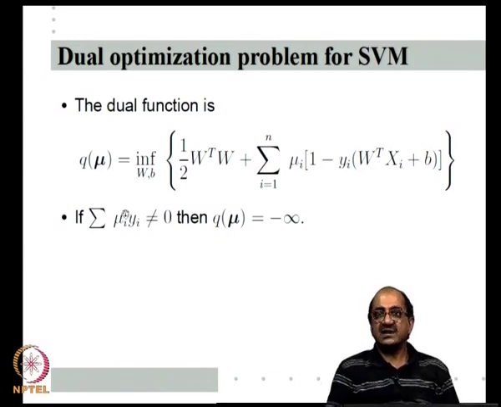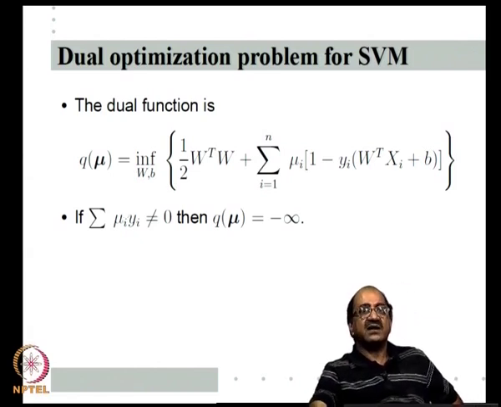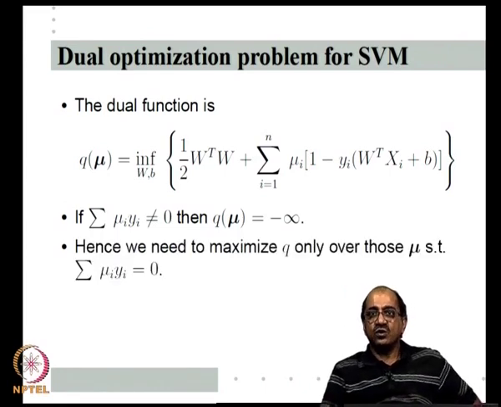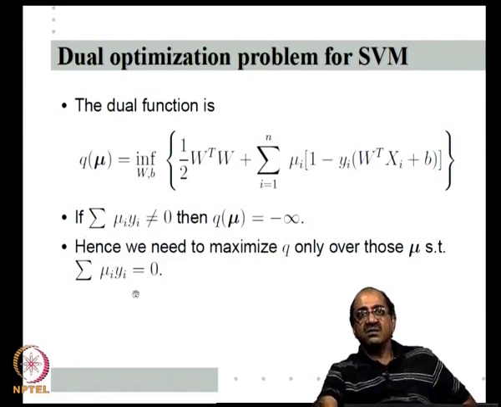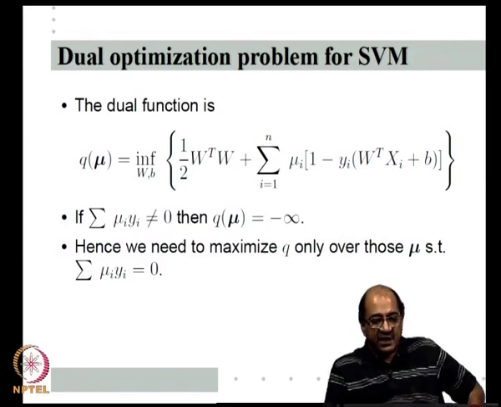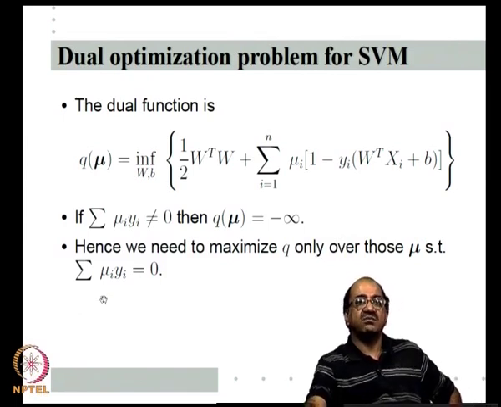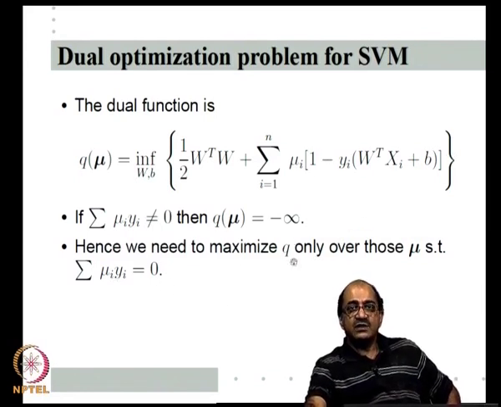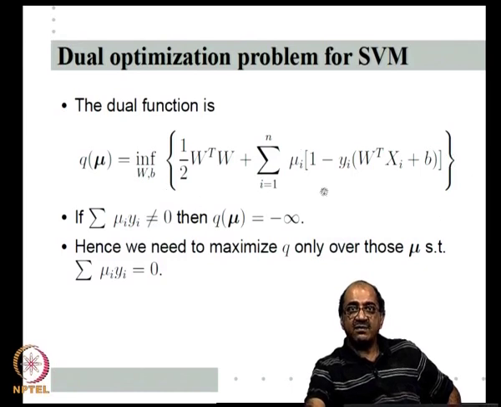I am not interested in those mu's, because I am maximizing q(mu). So, a mu at which q(mu) takes the value minus infinity is not a place where the maximum will be attained, and hence we need to maximize q only over those mu which satisfy summation mu_i y_i equal to 0. I am not interested in finding the value of q(mu) for those mu for which summation mu_i y_i is not equal to 0, for those mu anyway I know it is minus infinity. So, we need to maximize q only over mu such that summation mu_i y_i is equal to 0. Once I take summation mu_i y_i equal to 0, the b term drops out.